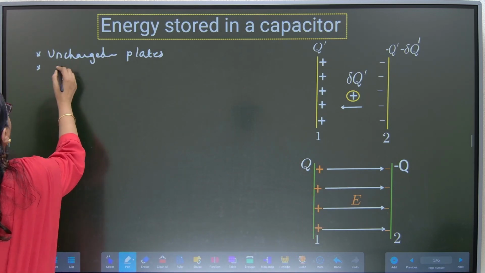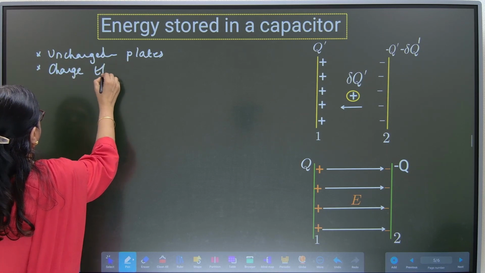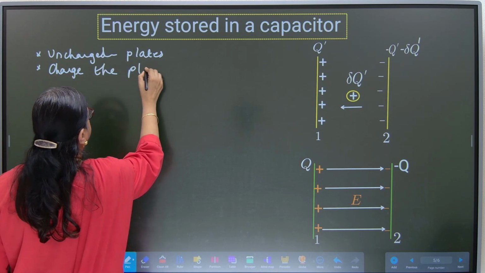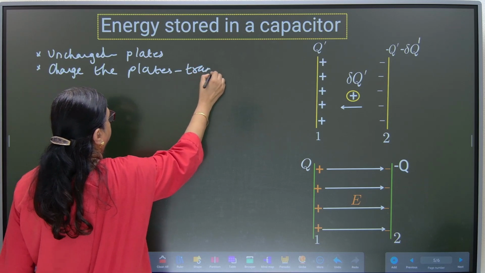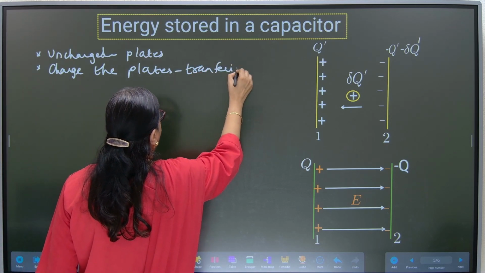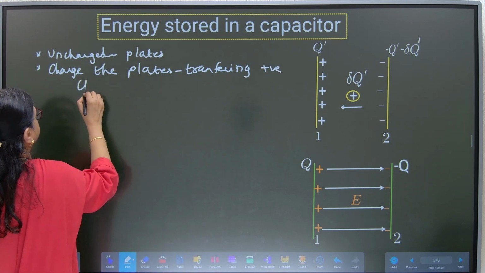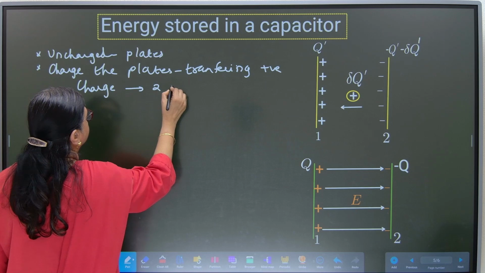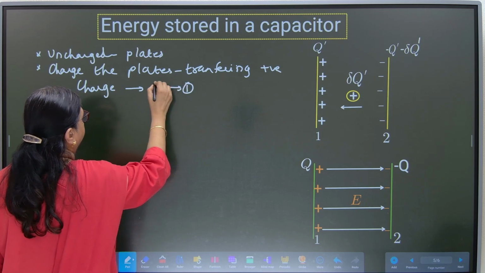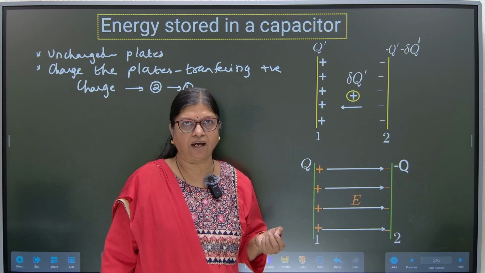So next we charge the plates. How do we charge the plates? By transferring positive charge from conductor 2 to conductor 1. This is the way we are transferring the charge.